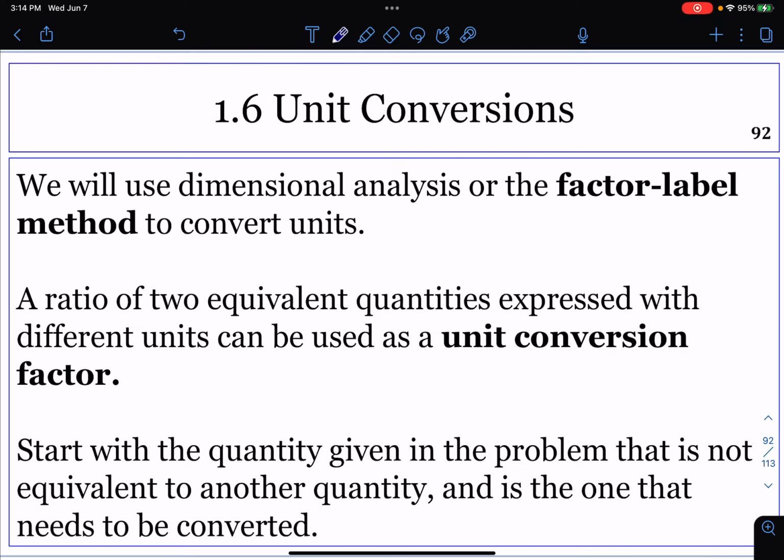In order to solve problems with dimensional analysis, we're going to start with the quantity given in the problem that is not equivalent to another quantity. In other words, it's not a unit conversion, and it's the one that needs to be converted.